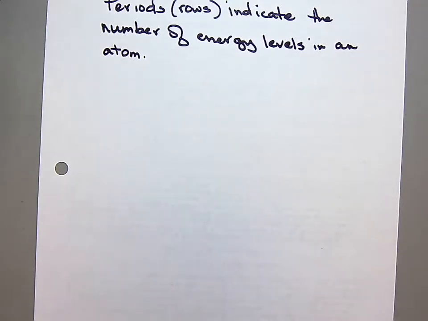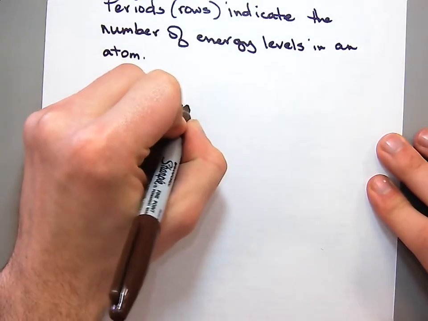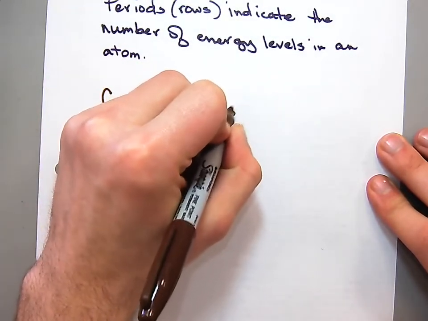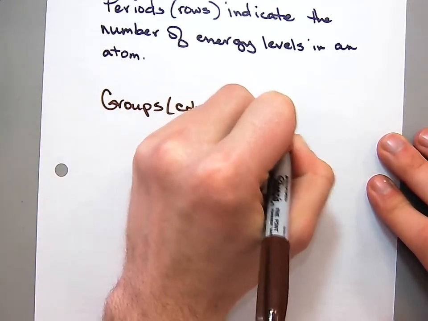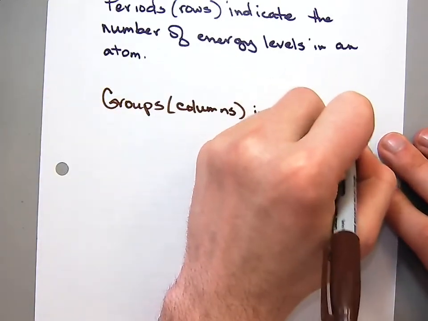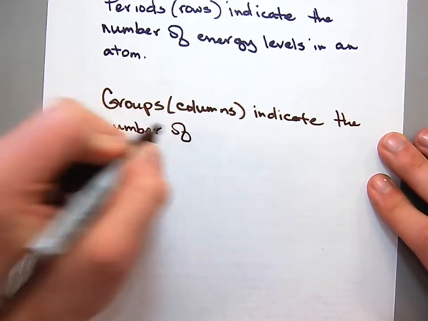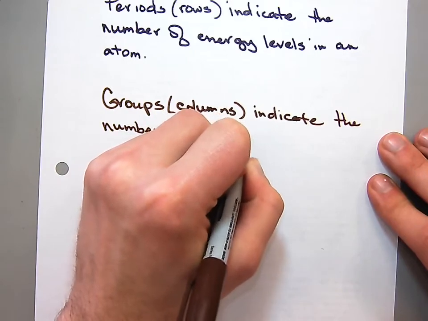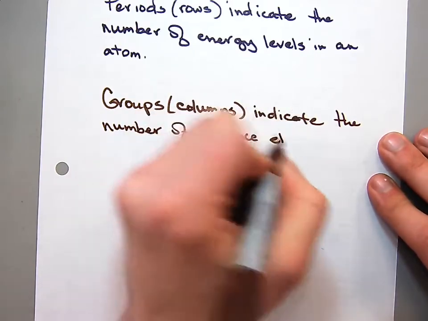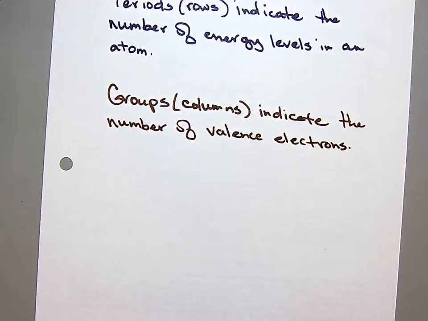So today what we're going to be talking about is one additional property that you can tell from the periodic table, and it has to do with the groups. So the groups, which are the columns, are going to indicate the number of valence electrons. Valence electrons.